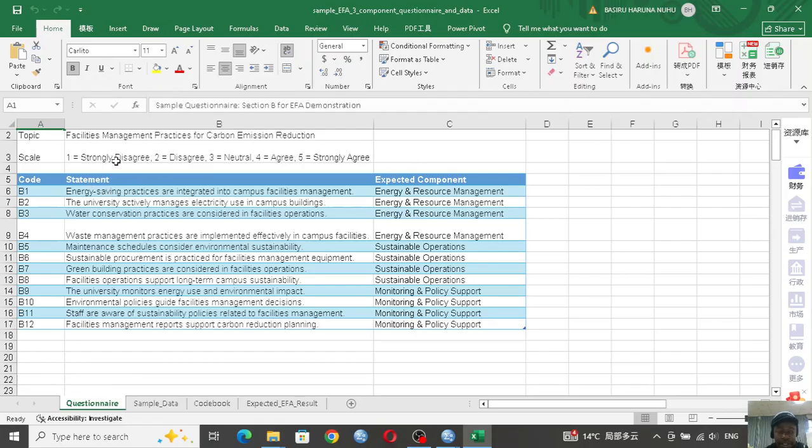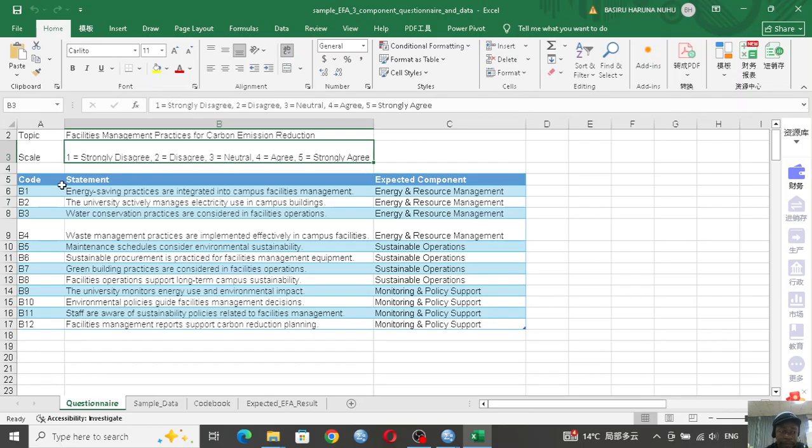The researcher is expecting you to respond to this particular statement based on your level of agreement, ranging from strongly disagree to strongly agree. So you can see the Likert scale responses. One example statement is: energy saving practices are integrated into campus facility management. And this one is coded as B1.